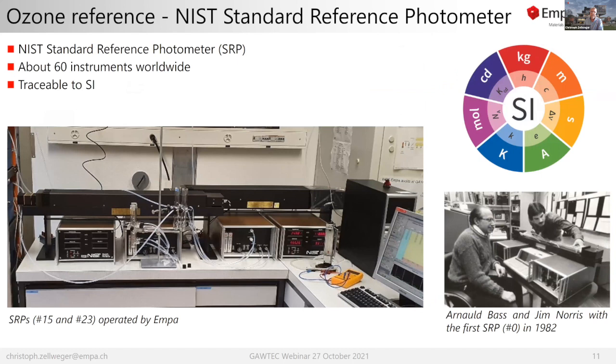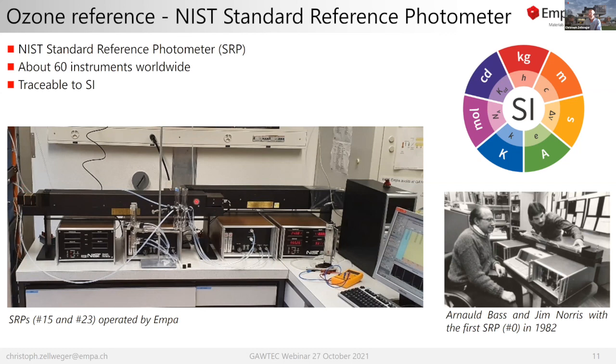And this is realized in the ozone reference instruments that we have for the UV instruments. And the ozone reference here is the NIST standard reference photometer by the National Institute of Standards and Technology from the United States. There are currently about 60 instruments worldwide. And in principle, it's a direct realization of SI traceability, because it's only measurements of the UV absorption, and when you know the absorption cross-section and your cell length.